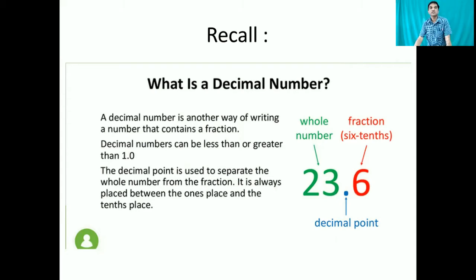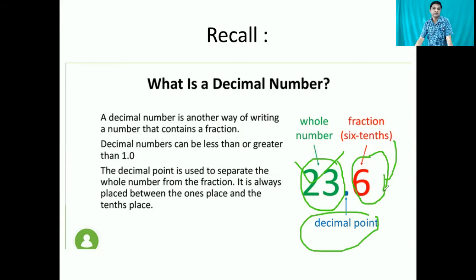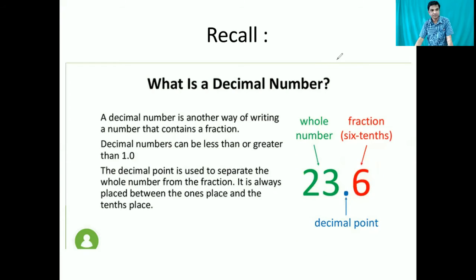You will be able to see there are three components, three parts, of a decimal number. One is the whole part or whole number, which represents the whole. For example, if you say 23 rupees and 60 paisa, it represents 23 whole rupees. Then we have a decimal point, and the fraction part of rupees or of anything is separated, and this is known as the decimal part of the number. So a decimal number has three parts: the whole part, a decimal point, and the decimal part.